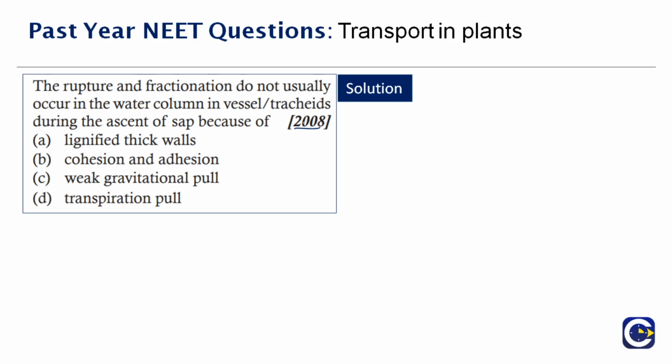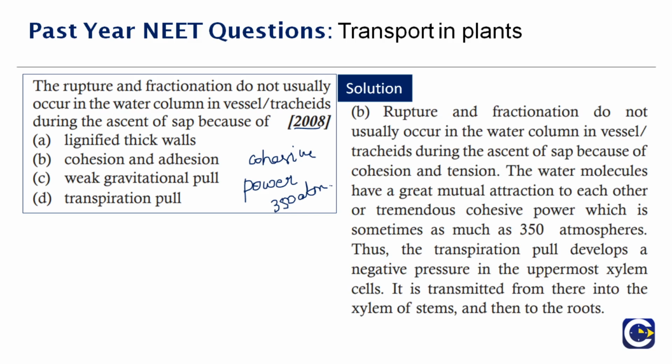So here you need to understand that the water molecules have great mutual attraction towards each other, and they will have tremendous cohesive power. You call that cohesive power or cohesion. So one clue I gave you, the ascent of the sap is because of cohesion, and the other one is adhesion. See, sometimes the power will be so high that it goes to 350 atmospheres. Okay, so the transpiration pull develops a negative pressure in the uppermost xylem cells, and it is then transmitted from there into the xylem of the stem and then to the roots. So here they are talking about the water column, where rupture and fractionation will not occur in the water column in vessel. It's because of the cohesion and adhesion. Okay, the correct answer goes to option B.